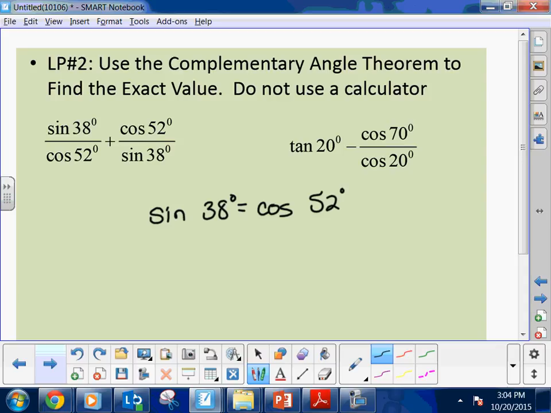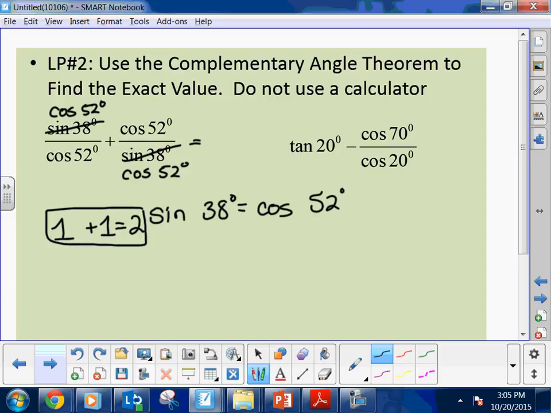Meaning this, do you see what it says, sine of 38? That's really cosine of 52 degrees. And over here, where it says sine of 38, this really is cosine of 52 degrees. Just substitute them, change them. Now, anytime we have a number divided by the same number, it results in an answer of 1. So the division means that I'm going to have 1 plus 1, which is 2. So for this one, the answer would just be 2. That would be the exact value for that one.